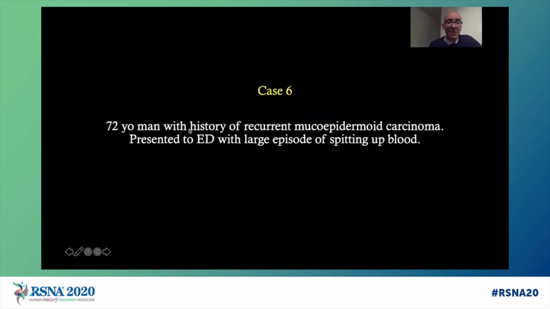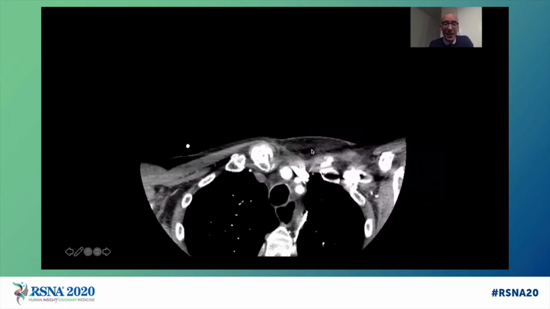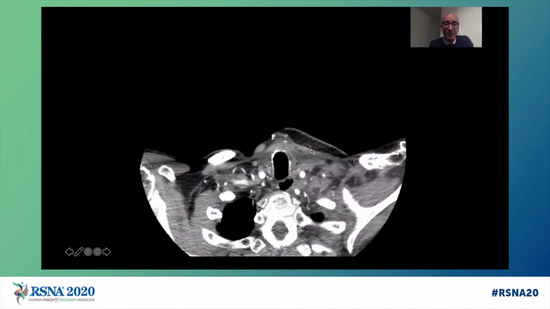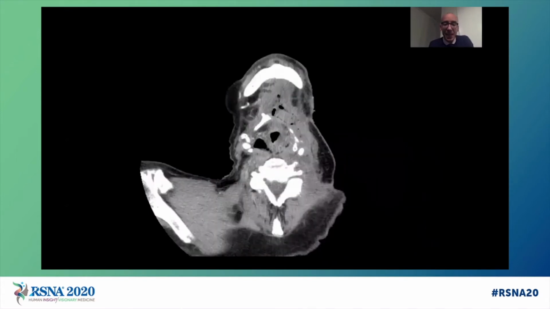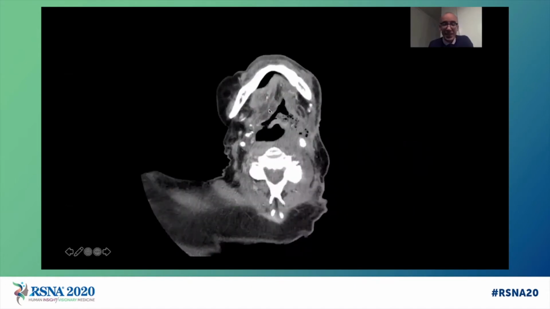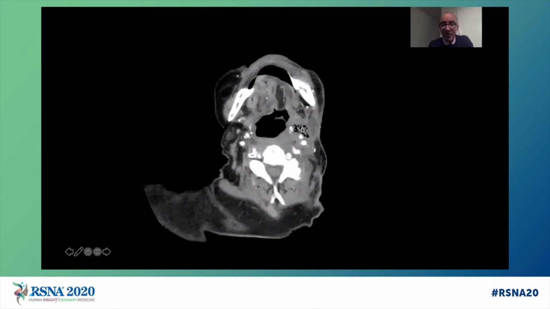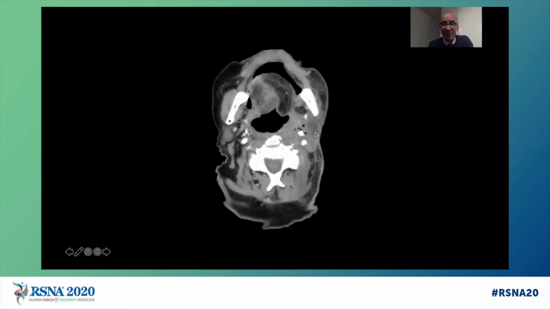All right, next case, a 72-year-old man who had a history of mucoepidermoid carcinoma, a salivary gland tumor, and he came to the ED with a large episode of spitting up blood. So his CTA, again, we're going to see the collection of gas and fluid with a communication to the pharynx, so that's compatible with a fistula. And then this material with the gas and fluid is extending close to the external carotid artery here. We see it in very close proximity.